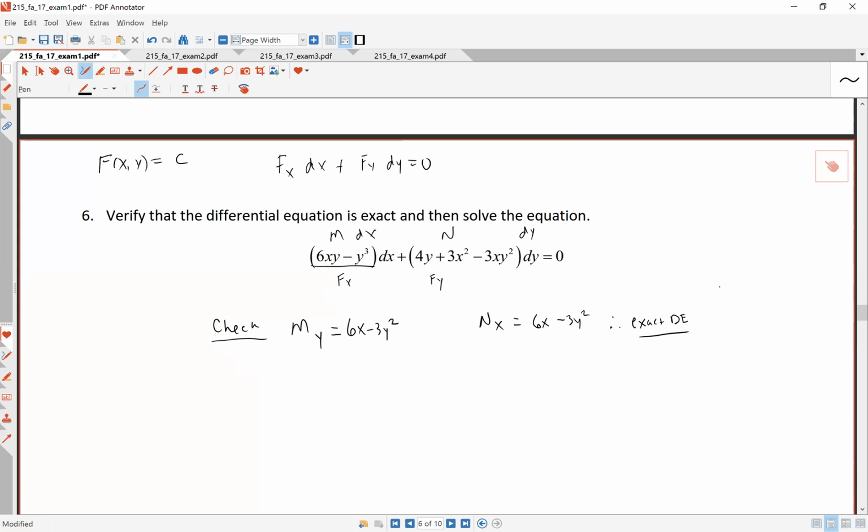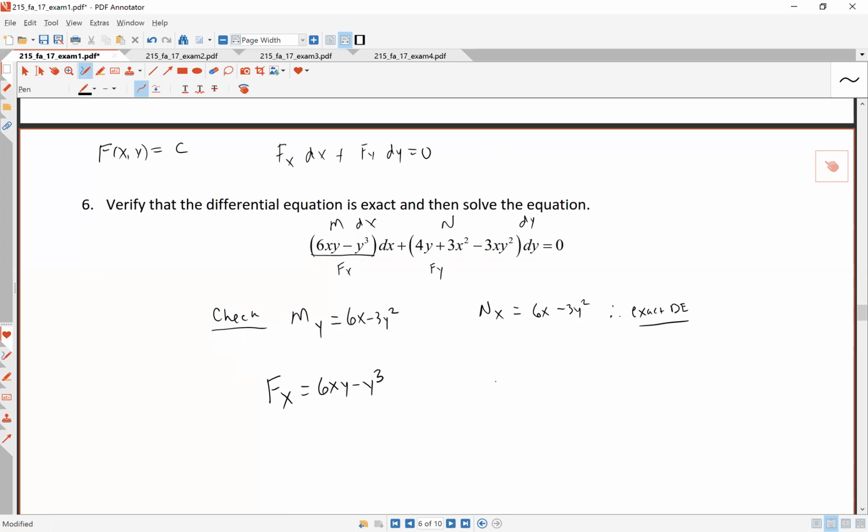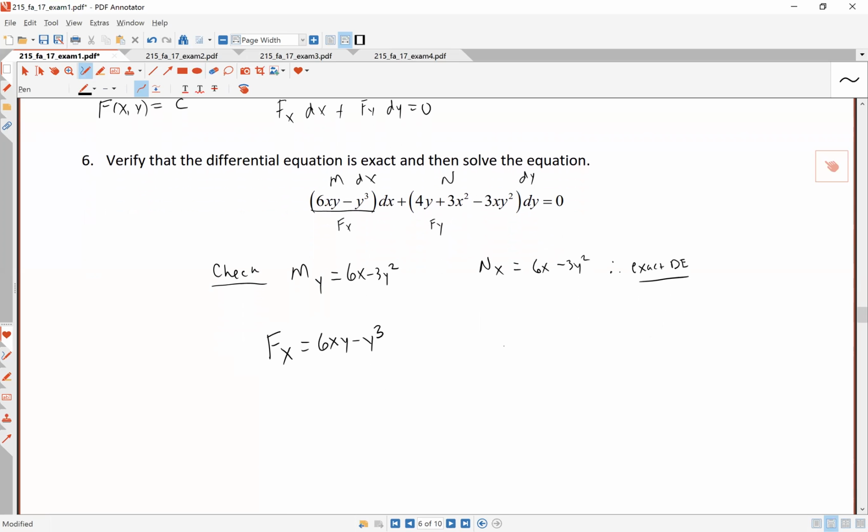Therefore, we have an exact differential equation. So now that we know it's exact, we know that that M really is the f_x. Since we know f_x is 6xy minus y cubed, then we know f is the integral of that with respect to x, which gives us 3x squared y minus xy cubed. The y's are all constant. But we need to have a constant of integration there.